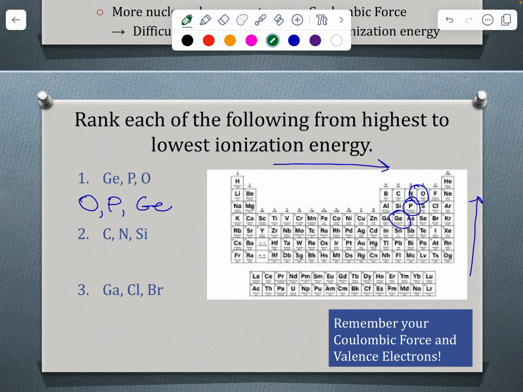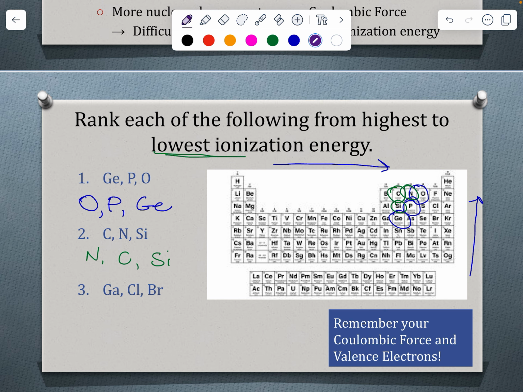Carbon, nitrogen, silicon. As we're looking at those, the lowest ionization energy is going to be silicon because it is in energy level 3, whereas carbon and nitrogen are in energy level 2. Then if we're comparing those two, nitrogen is going to have the highest ionization energy because it has more protons than carbon, and then carbon is in the middle.